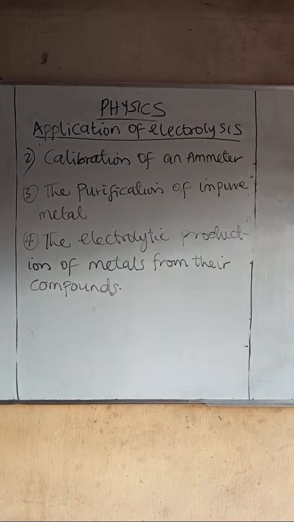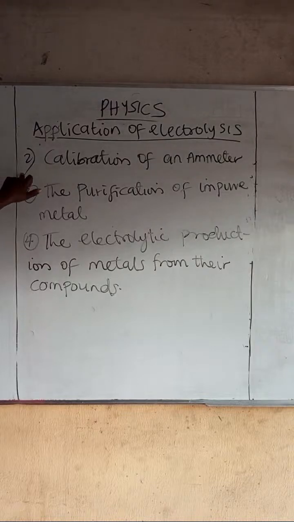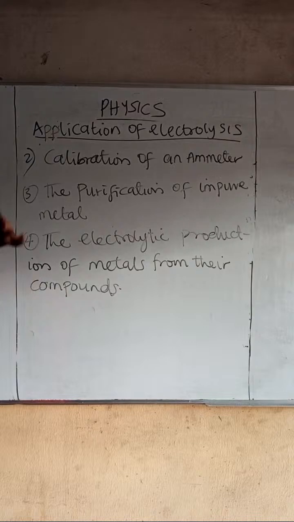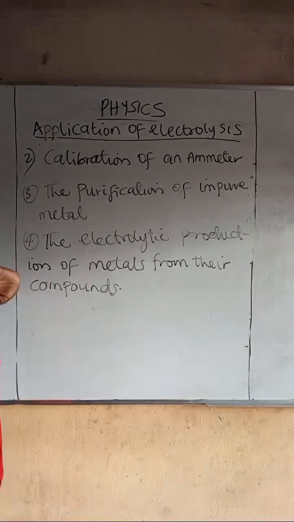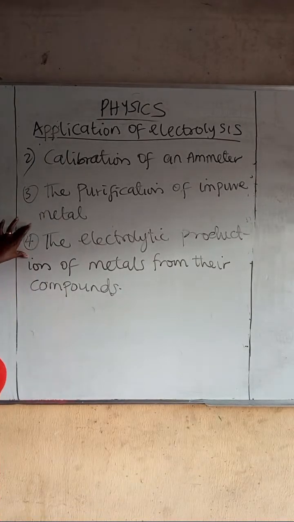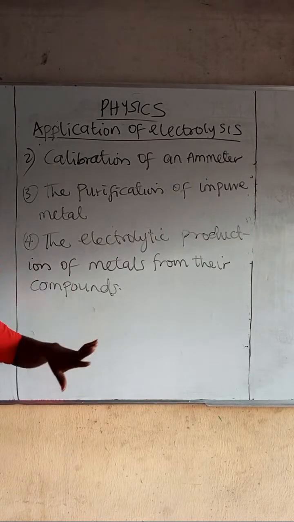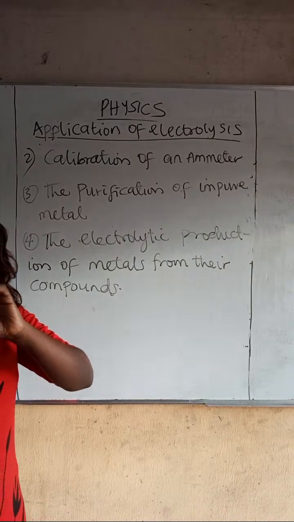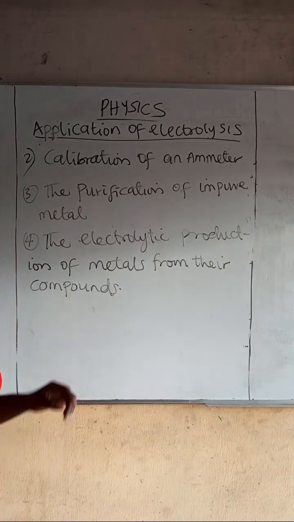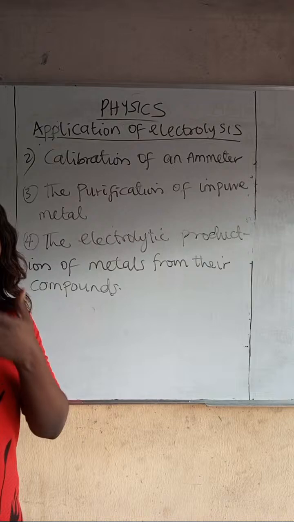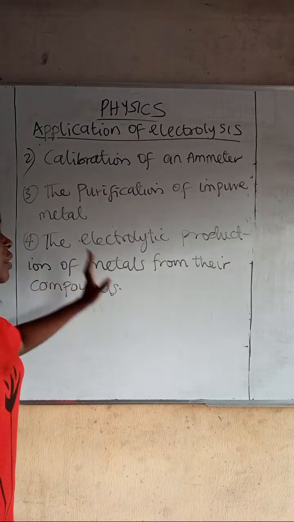Okay, let me explain. We have the next application of electrolysis. Number 2 is the calibration of an ammeter. We use electrolysis to calibrate an ammeter. Number 3, the purification of impure metals. And number 4, the electrolytic production of metals from their compounds. But the main one that I explained clearly is electroplating, and that is what the examiners normally bring out in external exams, okay? So take down all this.